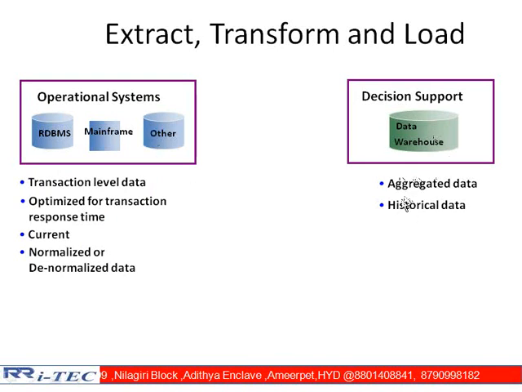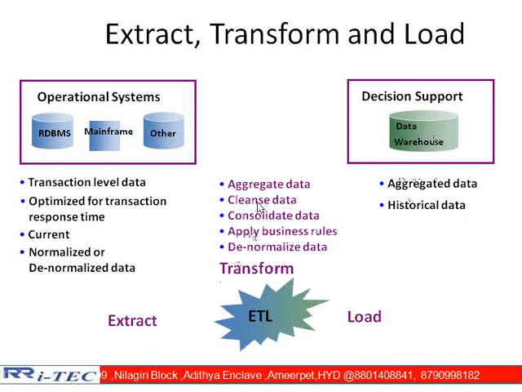In between these two things, we are doing one important activity that is called transformation. That means converting this detailed data into aggregate data is called transformation. Or cleaning the data: any dirty data that is available, we are going to clean it. And consolidate your data. You may have a number of data, but you are going to consolidate. And apply business rules, whatever business rules are available.